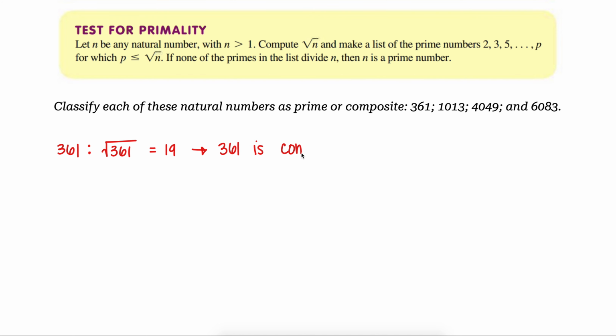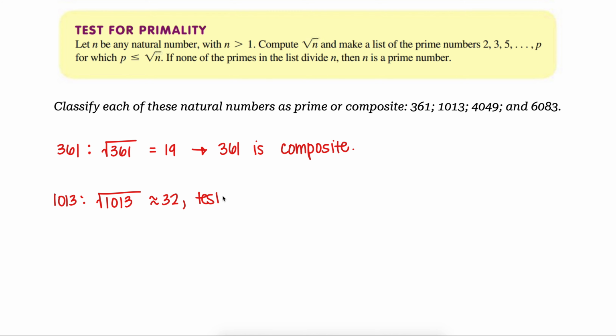So remember, a prime number is only divisible by 1 and itself. In the case of 361, it's divisible by 19, thus it's composite. So now let's look at 1013. The square root of 1013 is about 32. So we're going to test the prime numbers less than 32.